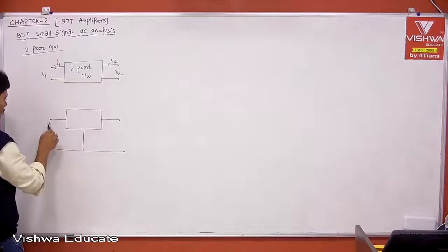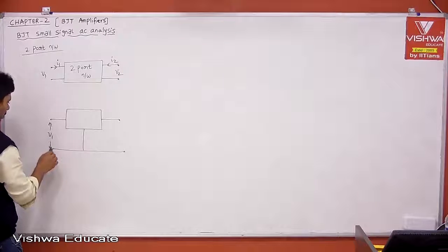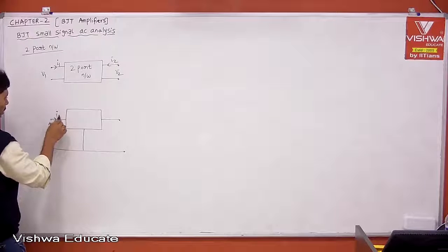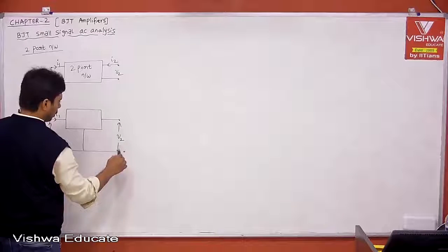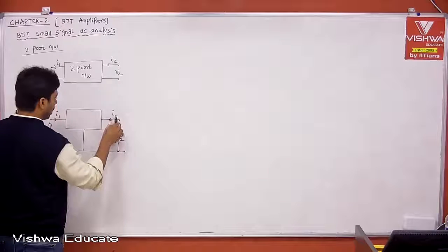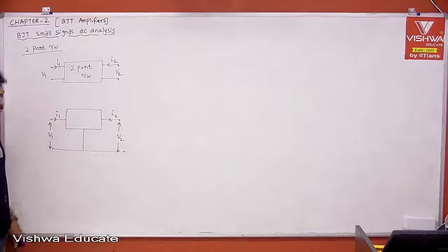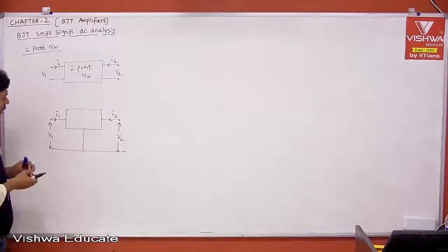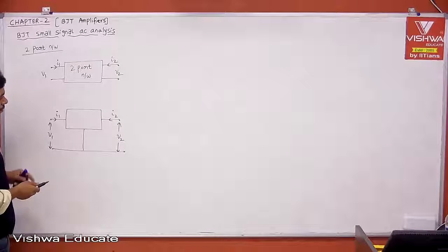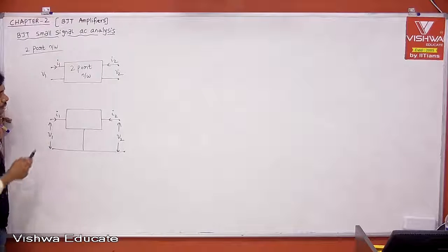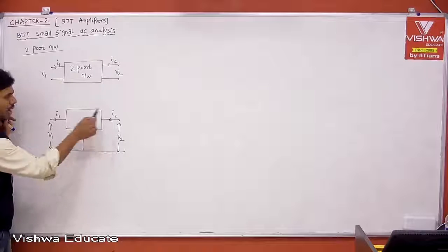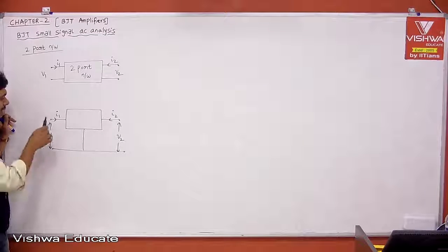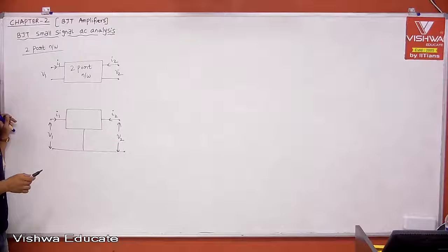This is our V1 and the input current is I1, this is V2 and the output current I2. Now I want to characterize the black box. If I want to characterize the black box, we have V1, I1, V2, I2. With respect to V1, I1, V2, I2, we need to characterize.